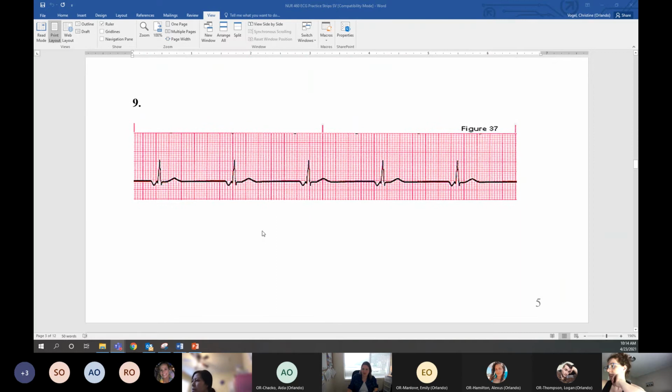Let's look at this one. You guys will get this one. I'm not even going to say anything on this one. The sinus bradycardia. Good thought. Not exactly. Keep looking.